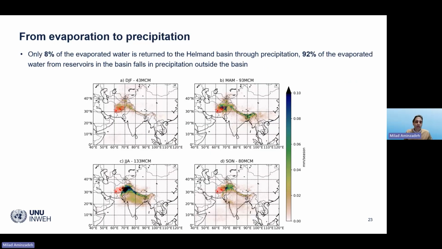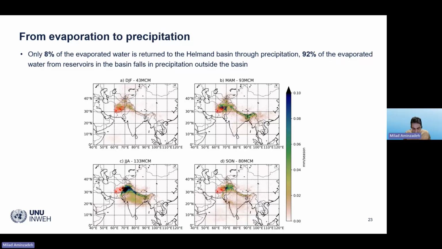Where does this water go? We used a similar approach as what we did in MENA, and we looked into the fate of evaporated water from all main storage infrastructures. I mean, Arghandab, Kajaki, and the four Chahni reservoirs. When we ran our calculations, the results were quite surprising. Only 8% of the evaporated water from these reservoirs returned to the basin in the form of precipitation. The majority, 92%, somehow was transported away with atmospheric circulation processes, and then it precipitates somewhere else away from the basin.